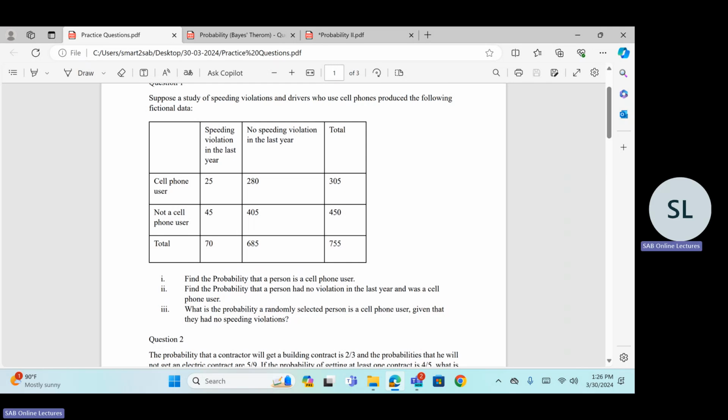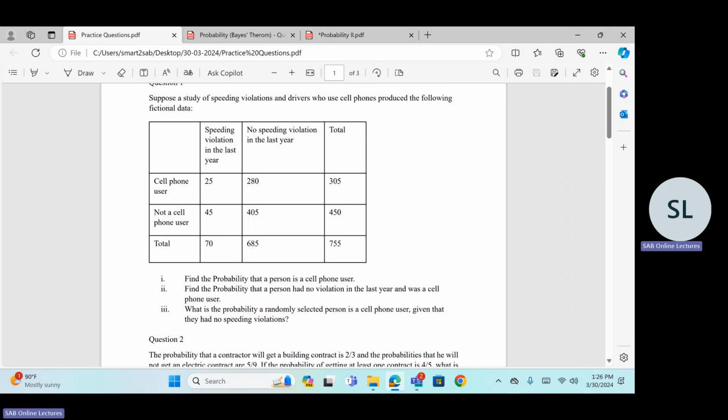This one says the probability a randomly selected person is a cell phone user given that they had no speeding violation. It means we selected a person, he or she is a cell phone user, given that they had no speeding violation. What is the first event here? No speeding violation. What is the second event? Person is a cell phone user.